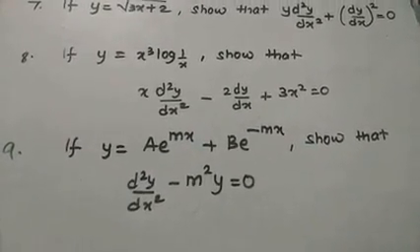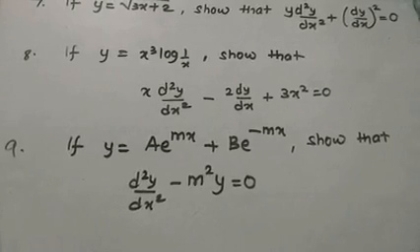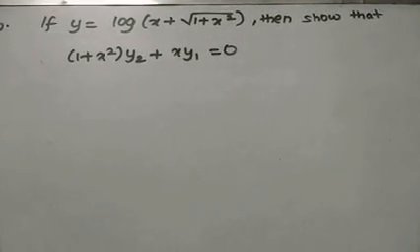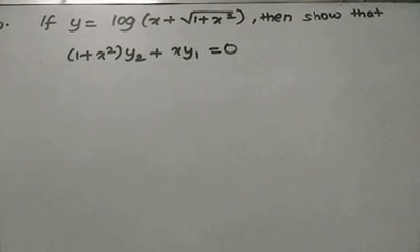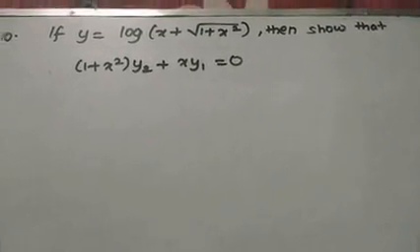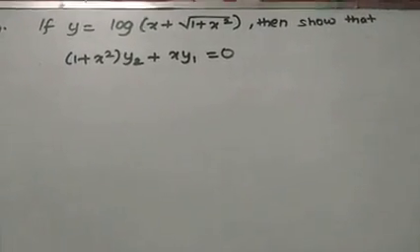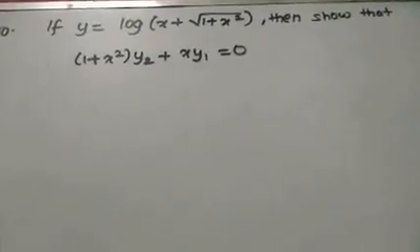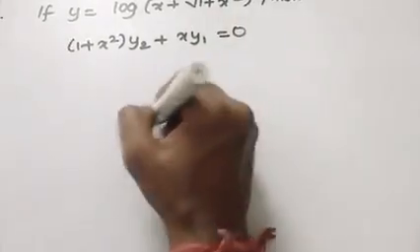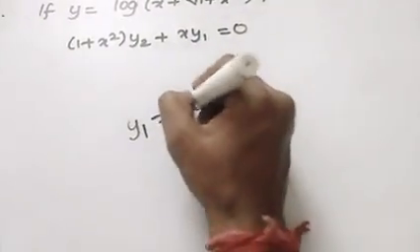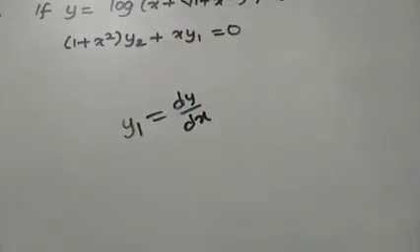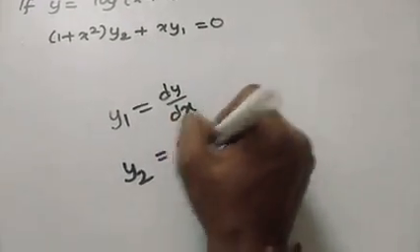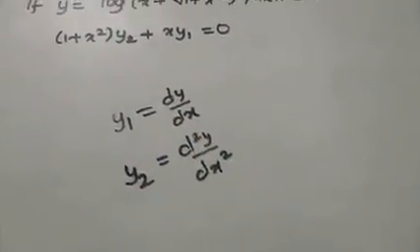Okay, now a new type of question. Question number 10: if y equals log of x plus root over 1 plus x square, then show that 1 plus x square y2 plus x y1 equals 0. Now what are y2 and y1 here? Simply remember that y1 means dy by dx and y2 means d2y by dx2.